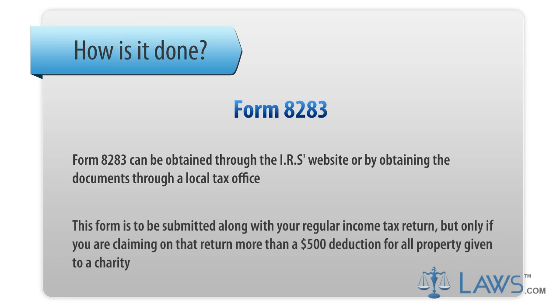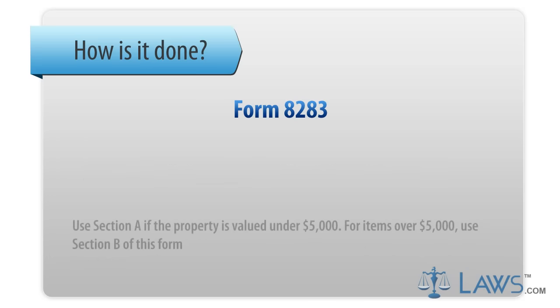This form is to be submitted along with your regular income tax return, but only if you are claiming on that return more than a $500 deduction for all property given to a charity. Use Section A if the property is valued under $5,000. For items over $5,000, use Section B of this form.